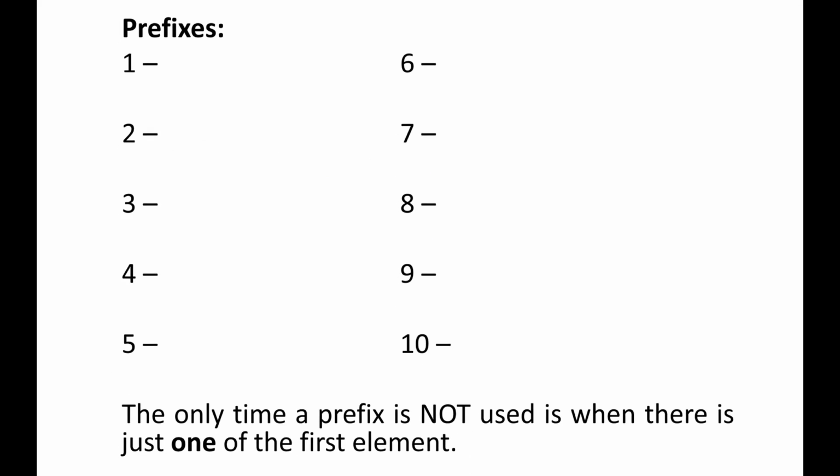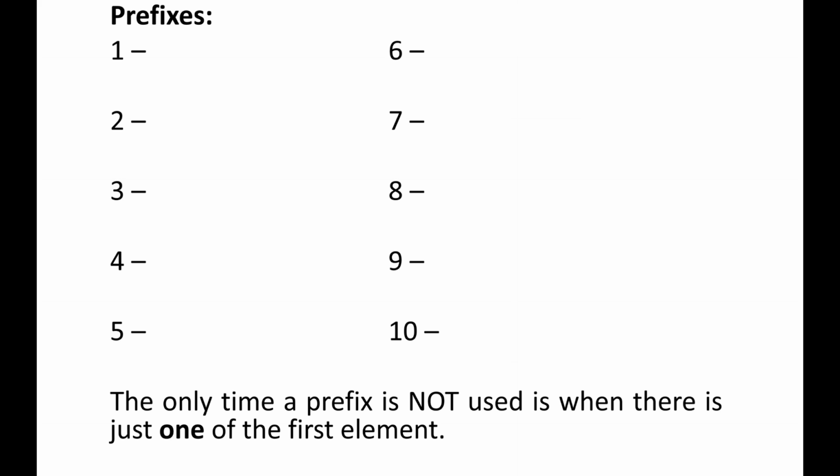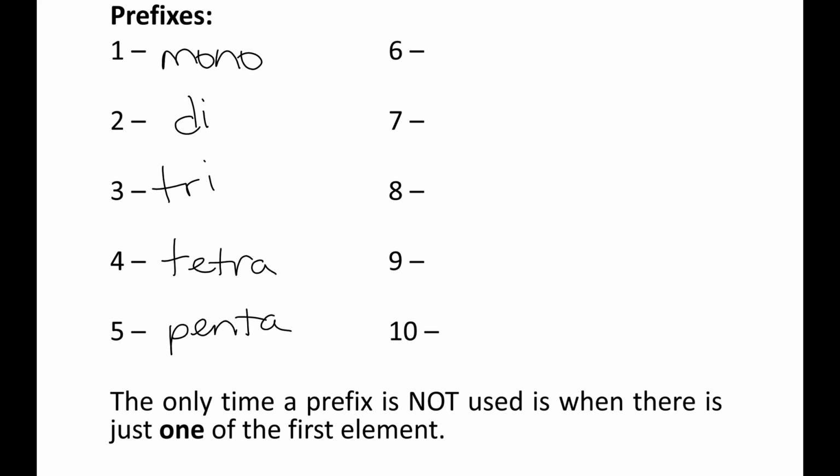Okay, so let's look at our prefixes. Now, 1 is mono. 2 is di. 3 is tri. Now, 4 is tetra. 5 is penta. 6 is hexa, like a hexagon. 7 is hepta, like a heptagon. Whoops, sorry. It's hepta. This is not geometry here.